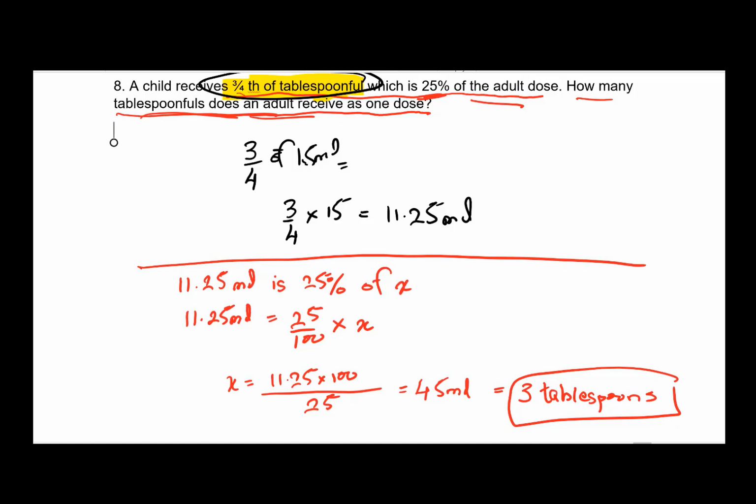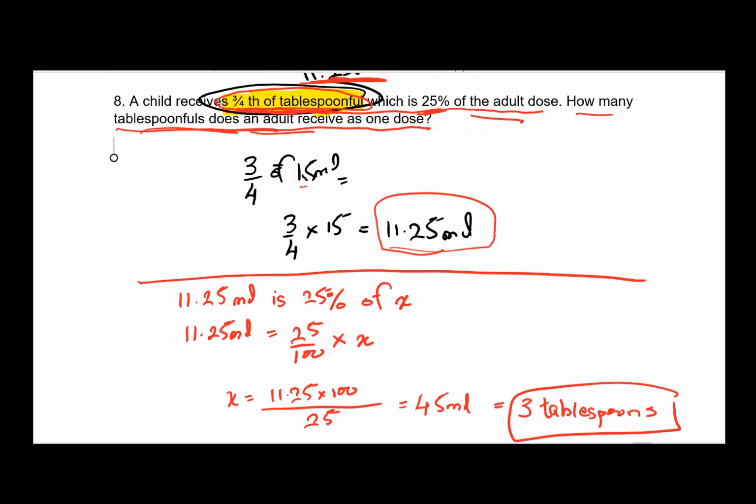Again, look at the question first. The question is saying that the child is receiving 3/4 of the tablespoonful. So let's calculate that first. What is 3/4 of the tablespoonful? 3/4 times, we know that a tablespoonful is 15 milliliters. So 3/4 multiplied by 15 is 11.25. That means the child is receiving 11.25. This is what it means.